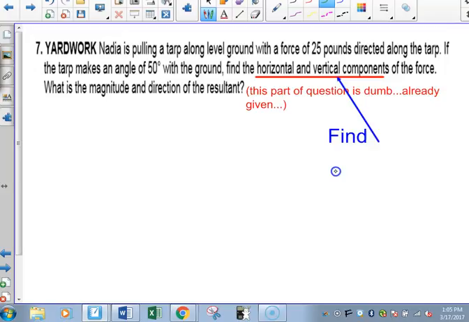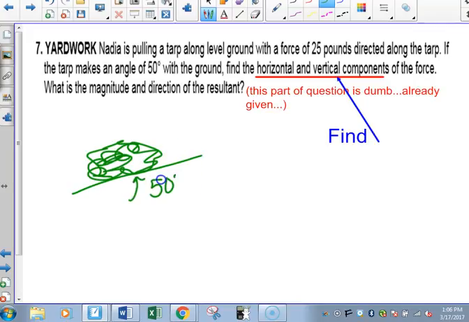All right, I don't like this question. They tried to make an application question, but part of it is ridiculous. It says Nadia is pulling a tarp along level ground. Okay, so she's not going up a hill or anything. It's a force of 25 pounds directed along the tarp; the tarp makes an angle of 50 degrees with the ground. So she took a piece of cloth or a tarp or whatever, and she piled something on it. At my house, we do yard waste. We throw on there, like if you're pulling weeds, then you pull it out to the pile in the back of the yard. Okay, so she's making a 50-degree angle with the ground, and she's using 25 pounds of force along there.